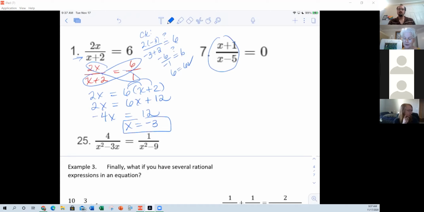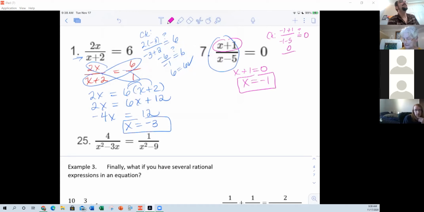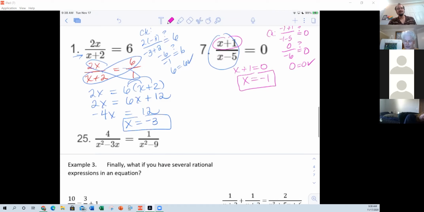You would worry about the top one and do x plus 1 equals 0. That's right. So what's your solution here? X equals -1. That's right. And then, of course, if you check it, does -1 plus 1 over -1 minus 5 equal 0? And 0 over anything does equal 0. Okay, 25.